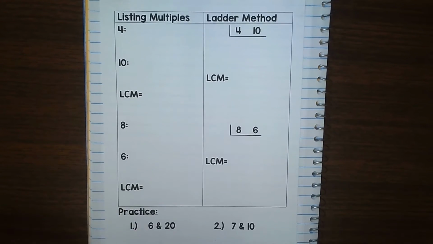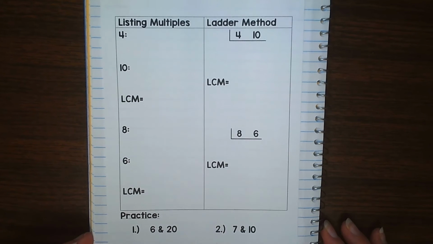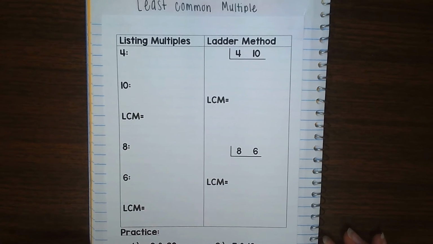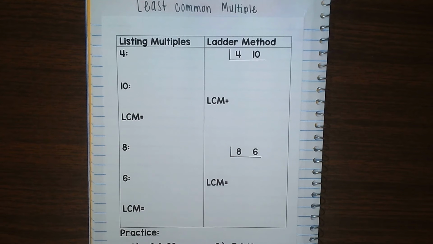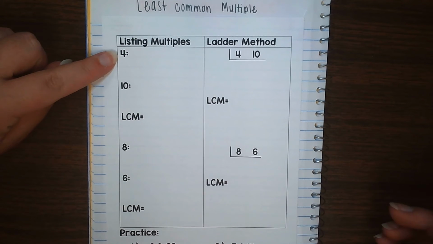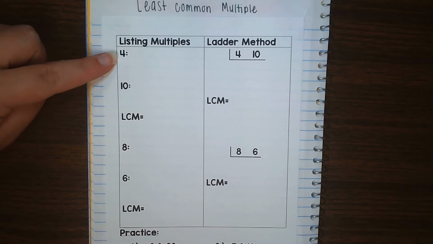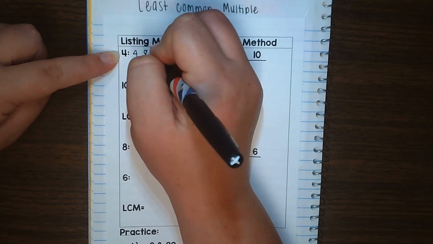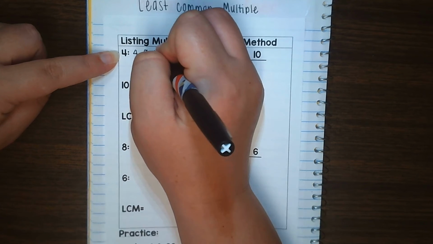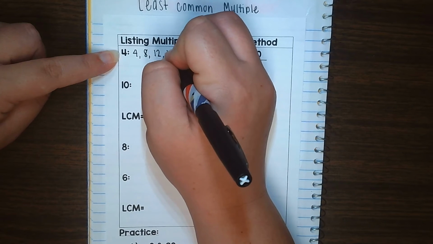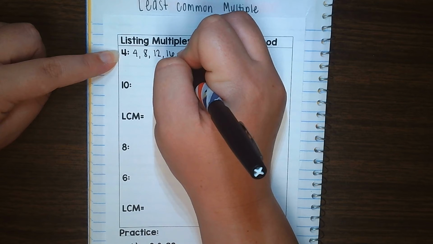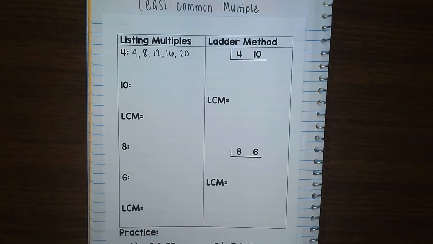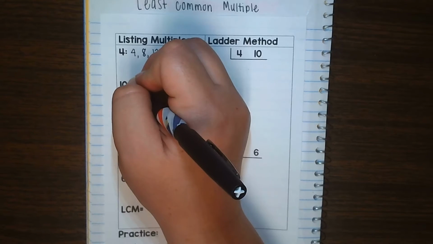So there are a couple different ways that we can find the least common multiple of 2 numbers. The first way, the way that we're familiar with in elementary school, is to list out the multiples. So if I were going to list out the multiples of 4, I would start out with the first 5. So that would be 4, 8, 12, 16, 20. Okay? And then with 10, 20, 30, 40, and 50.